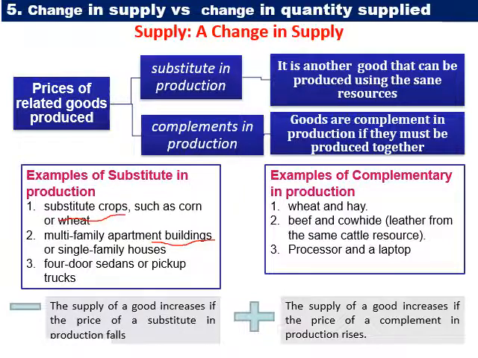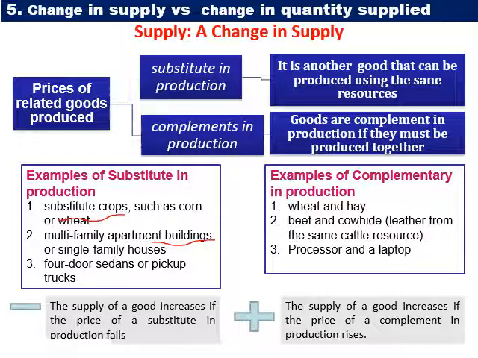So here, a higher price of the substitute means that producers will increase the supply of the substitute, and the supply of the other commodity will decrease. For example, if the price of corn increases, this means that producers will produce more corn, which means that the production of other crops such as rice will decrease. So based on that, we can see that there is a negative relationship between the supply of a good and the price of a substitute in production.